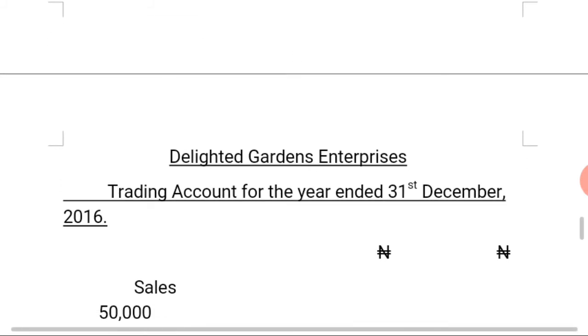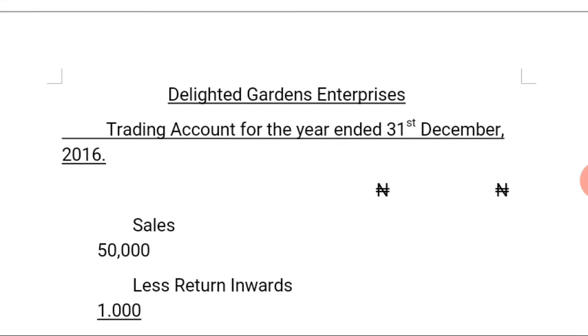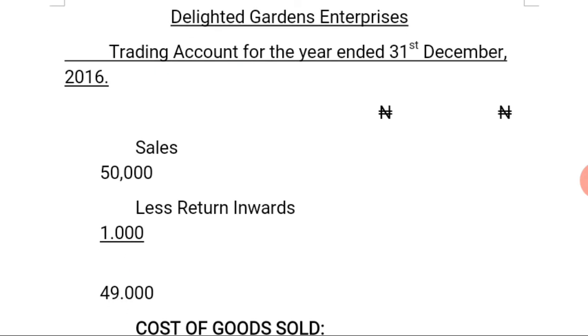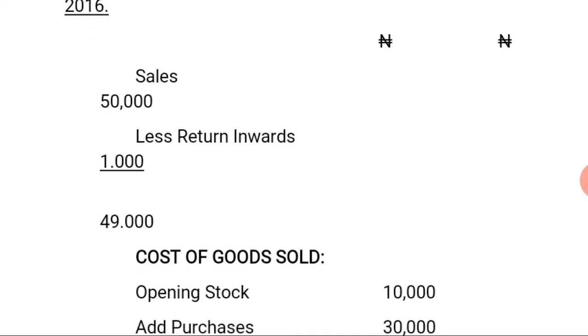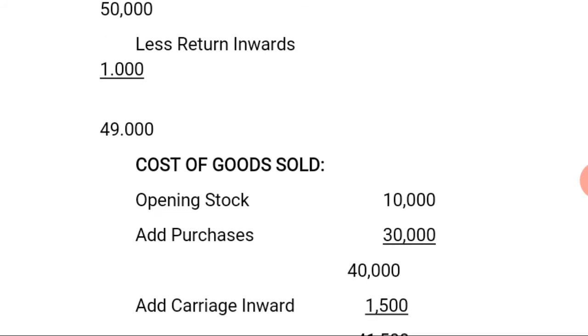On the other hand, let's look at how to prepare trading account using the vertical format from our illustration. The question again. From the question, we have Delighted Garden as our business name. Trading account for the year ended 31st December 2017. Our sales 50,000. Less return inward, we arrive at 49,000.